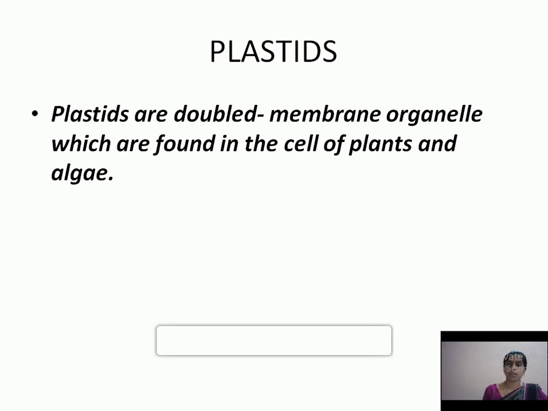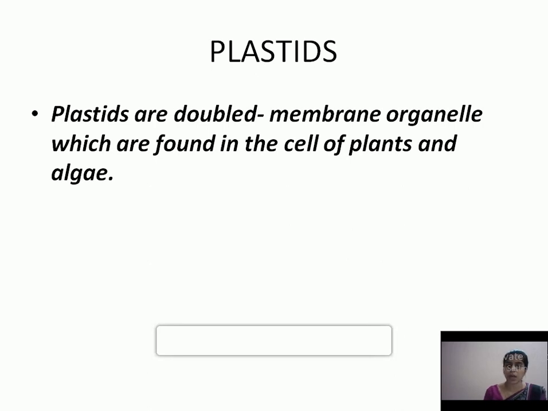Plastids are responsible for manufacturing and storing of food. And these contain plant pigments that are used in photosynthesis, and different types of pigments that help to change the color of cells. So this is plastids.